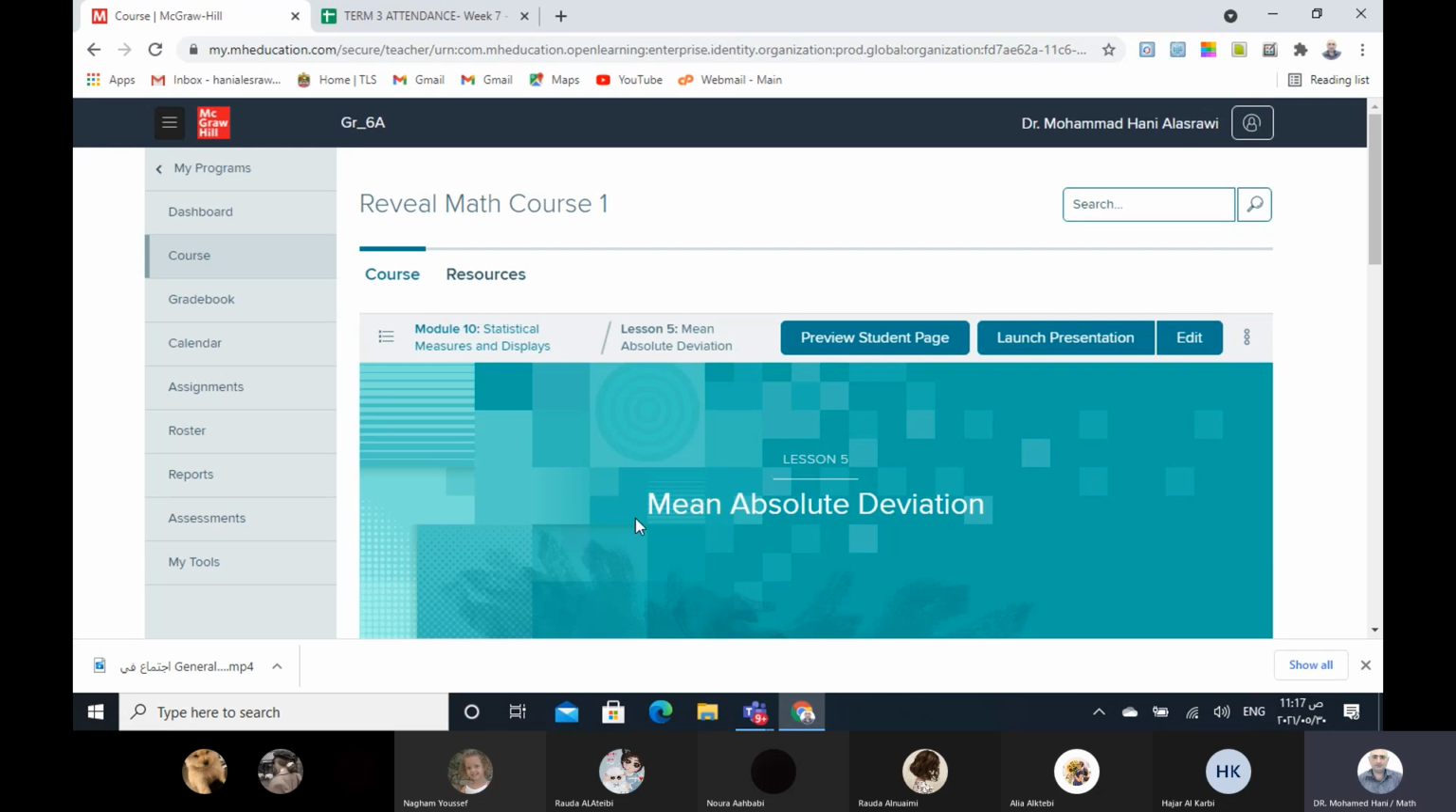Mean absolute deviation. Lesson of today. The third measure will be mean absolute deviation. Who can remember us how to find the mean absolute deviation? First find the mean, then find the distance between the mean and each value inside the data, then find the mean of the distance. You will get the mean absolute deviation.